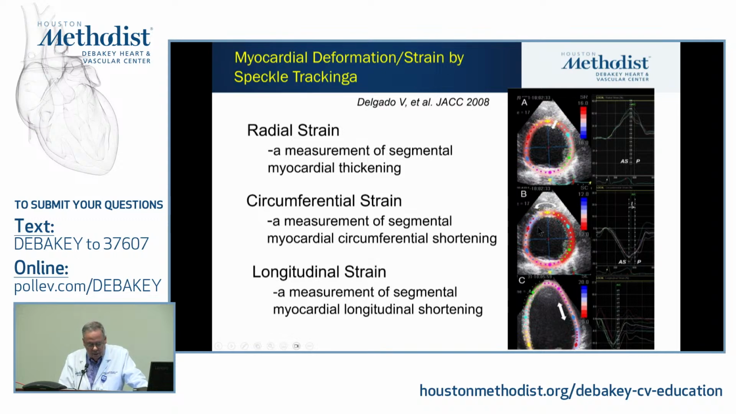Circumferential strain then is in the short axis also, but the vector now is along the circumference of the heart. So it is a negative curve along the circumference of the heart. And then longitudinal, which is also along the circumference of the LV, but in a longitudinal view, and likewise, it is a negative curve. So all three are there, all three are available.